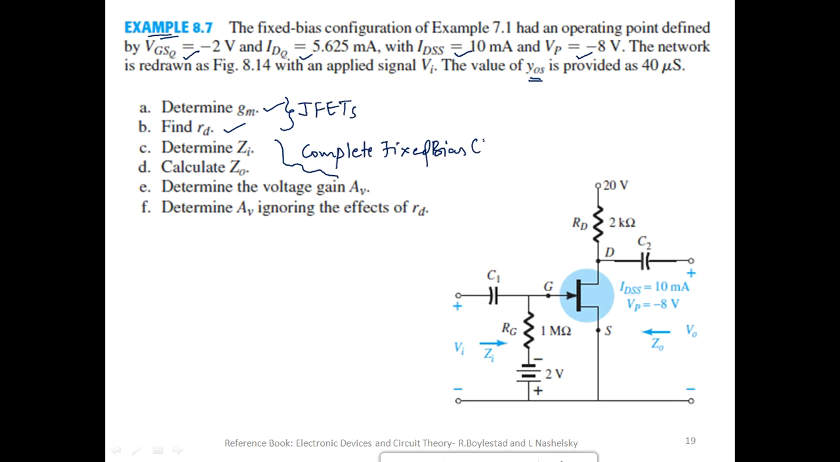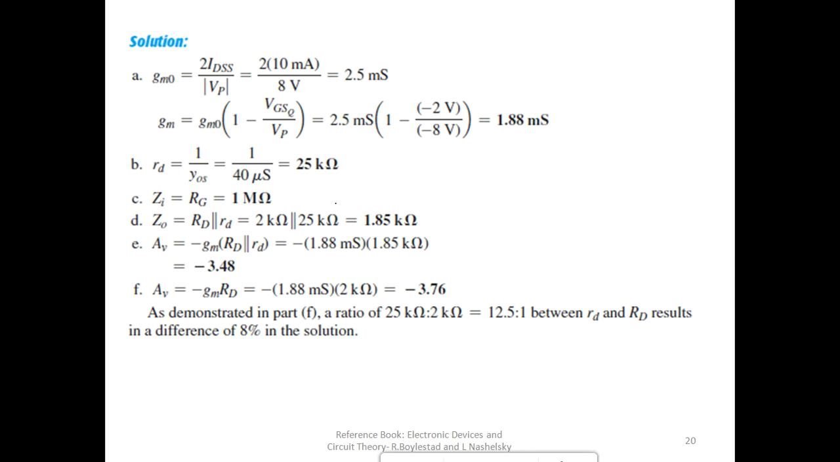Okay, so we'll have to understand that. So what is the first step? The first step is to find out gm naught. gm naught equals 2 IDSS upon Vp, both values have been given so that you can find its value. Then subsequently find out the value of gm. Then similarly the RD value is 1 upon YOS, which is 25 kilo ohms. So that is for a JFET. Okay, then coming to the other things, you already know the expressions for input impedance, output impedance, and the voltage gain. So just substitute the values and find out the answers.